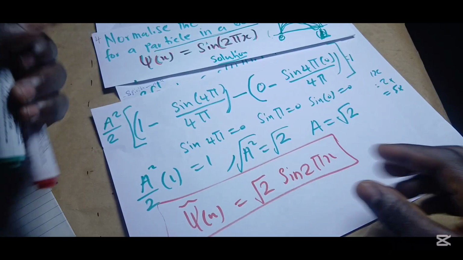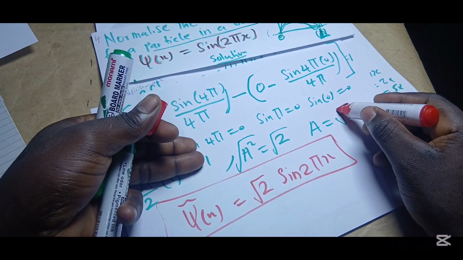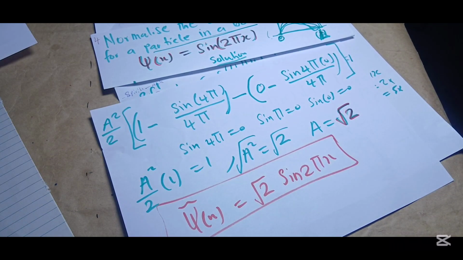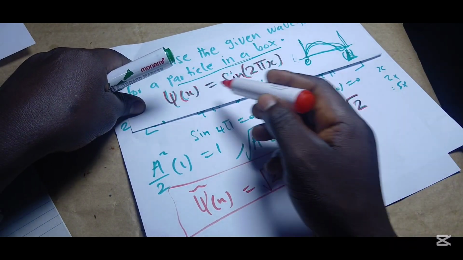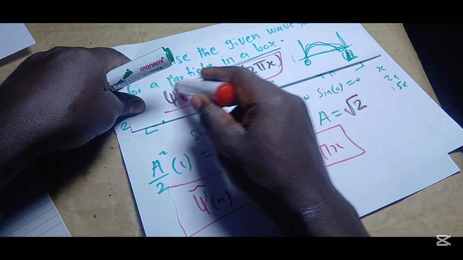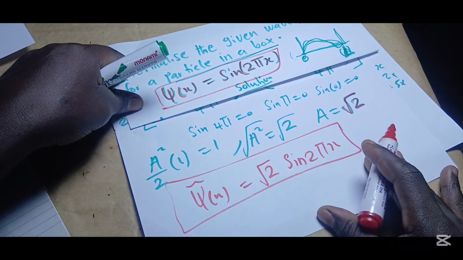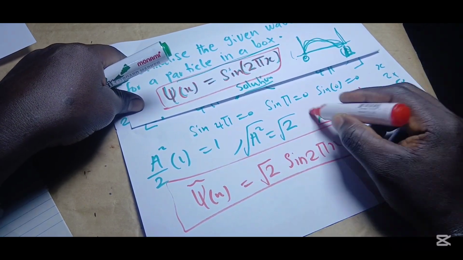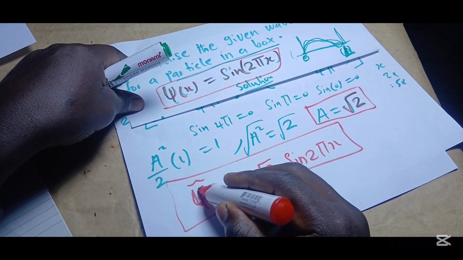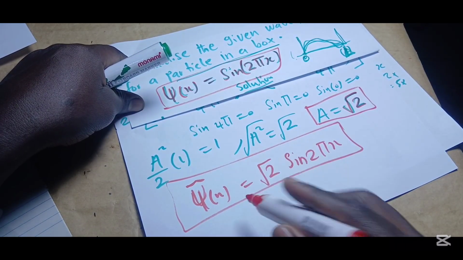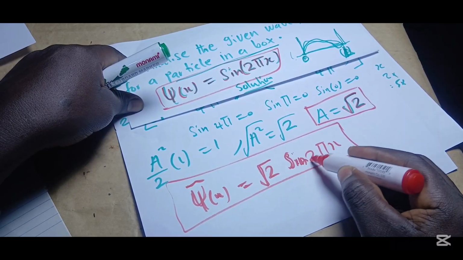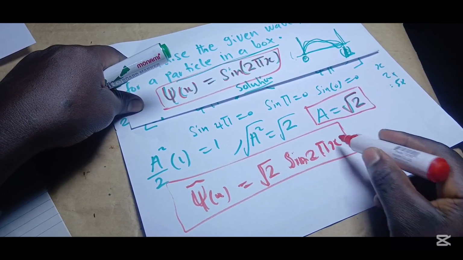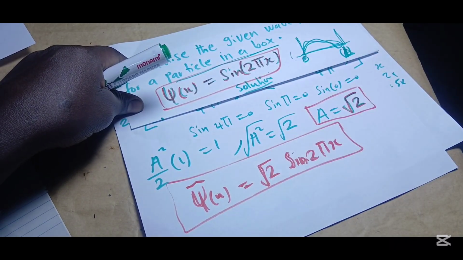So now we've solved our normalization constant to be root 2, and our normalized wave function. This was the wave function given to us, which we were supposed to normalize. So after getting our normalization constant, the normalized wave function psi bar of x equals the normalization constant multiplied by the original wave function that was given to us to be normalized.